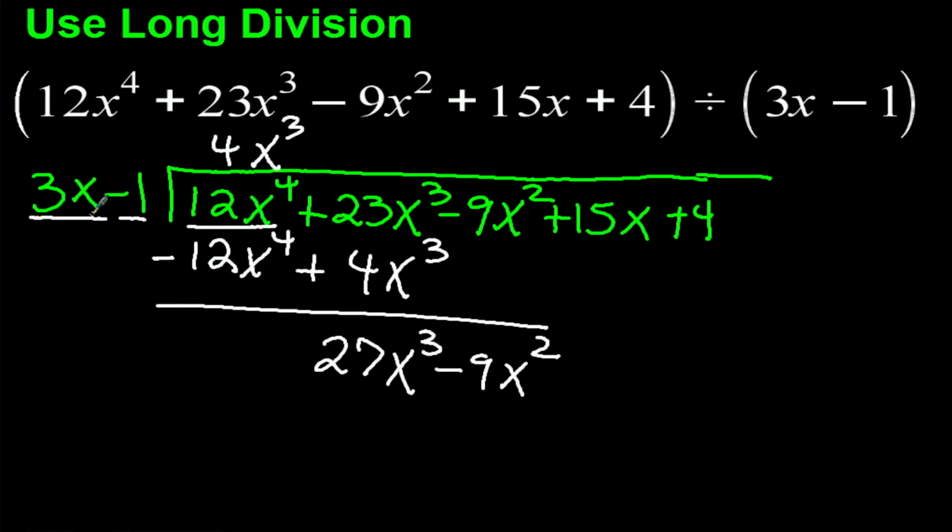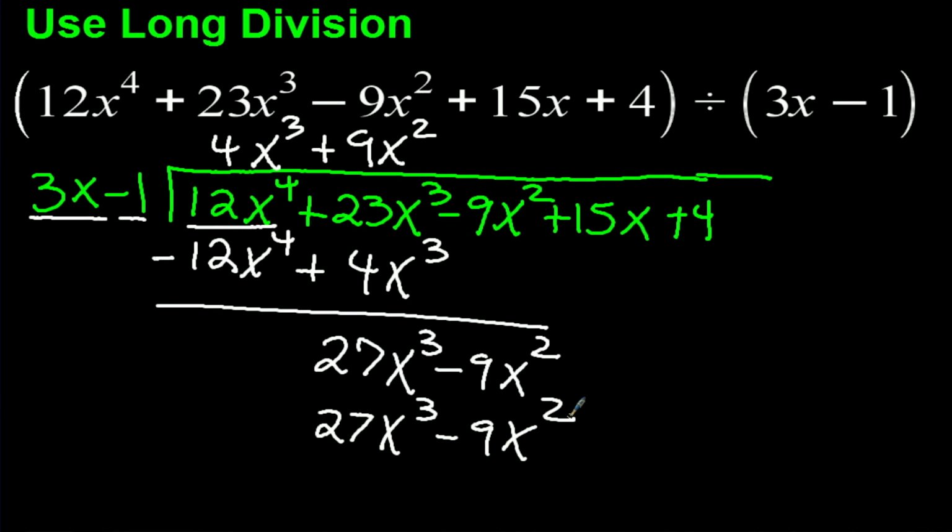Now I go back and look at the 3x again. I divide 3x into 27x cubed, or another way of looking at it, what do I have to multiply times 3 to turn that into 27? And the answer is plus 9. And then what do I have to multiply times x to get x cubed? That's x squared. So now I'll multiply 9x squared times 3x. That gives me 27x cubed. But then I also have to multiply the 9x squared times my negative 1. That gives me a negative 9x squared.